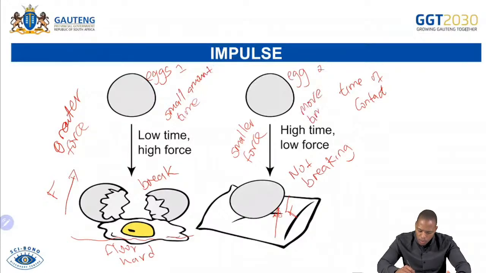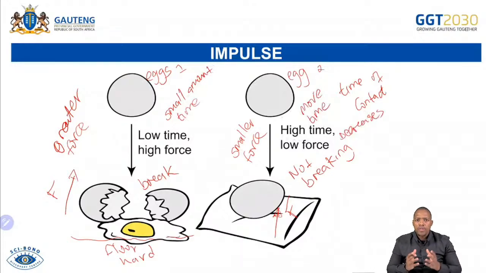So there is more time for this egg to come to a stop. Once there is more time taken by the egg to come to a stop, it turns out that this decreases the force that is exerted on the egg. So the amount of time that the egg takes to stop will decrease the what? The force exerted on the egg.